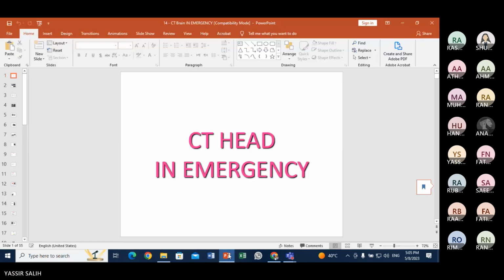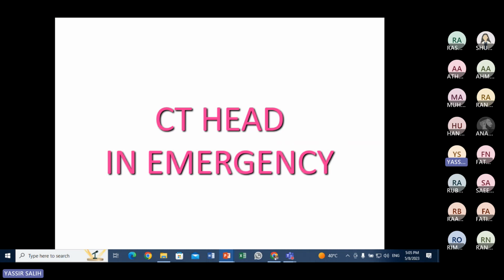Today, inshallah, we are going to present a very important part, which is about the imaging of the head by CT in emergency. Why? What is the value of CT head in case of emergency? This CT plays a very important role in assessment of emergency conditions.